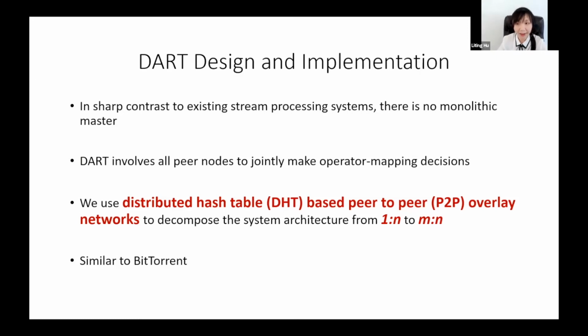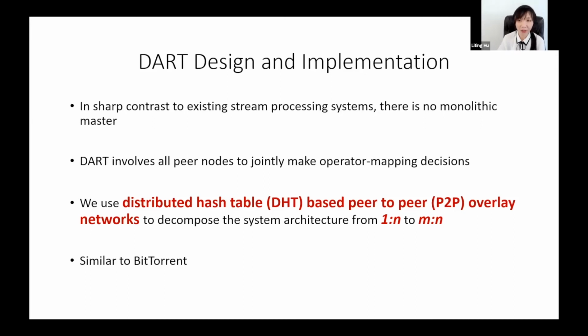The novelty is that we use distributed hash table-based peer-to-peer overlay networks to decompose the system architecture from 1 to N to M to N. This is very similar to what we did in BitTorrent. In BitTorrent, there are no clients and servers.